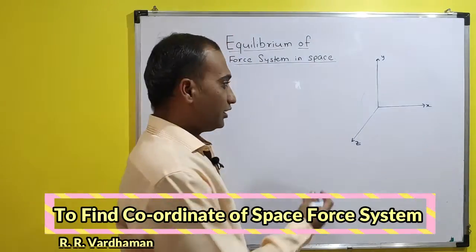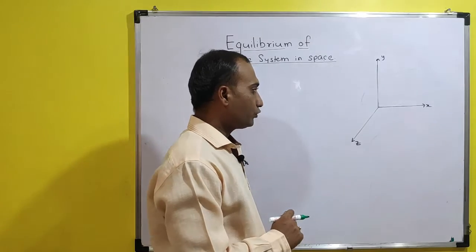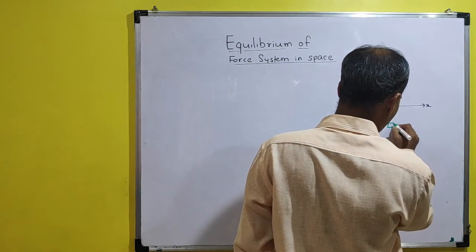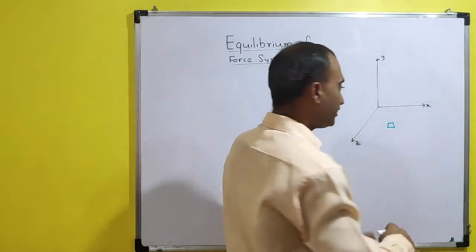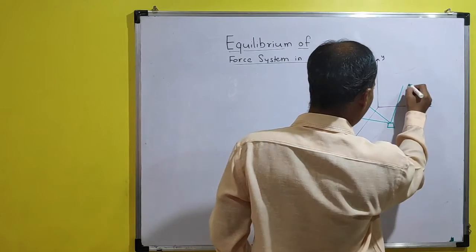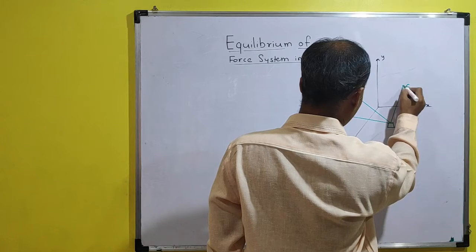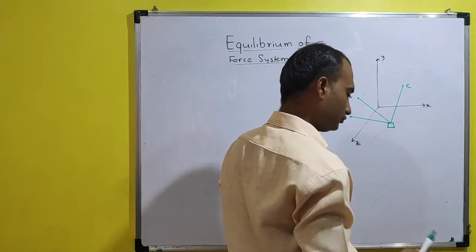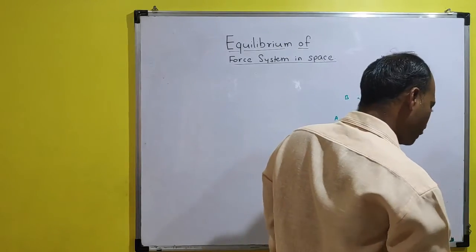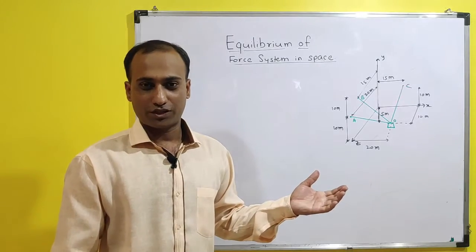Now let's consider a space force system, and here what we are going to do? We are going to calculate the coordinates of the points. So let's say this weight is supported by 3 cables and the points are A, B and C. The distances are also given. So let's consider this is a space force system.